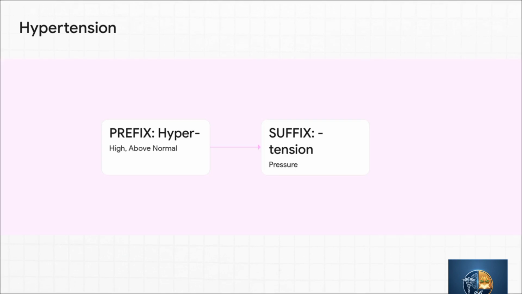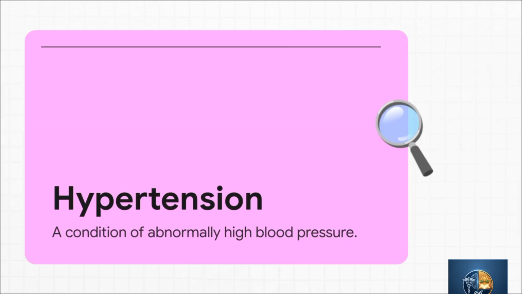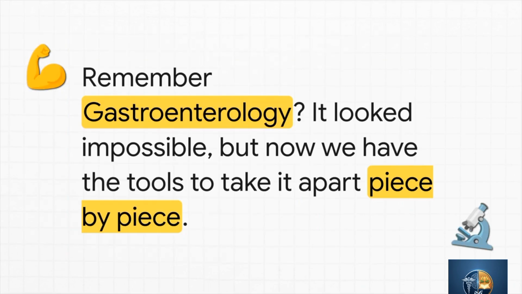We start with our prefix, hyper, which we already know means high or above normal. The second part, tension, is a suffix that literally just means pressure. So what do we have? We have high and we have pressure. You put them together and you get the exact definition, a condition of abnormally high blood pressure. See? No memorization needed, just simple decoding. The code is officially cracked. Okay, you ready? Time to face the final boss.